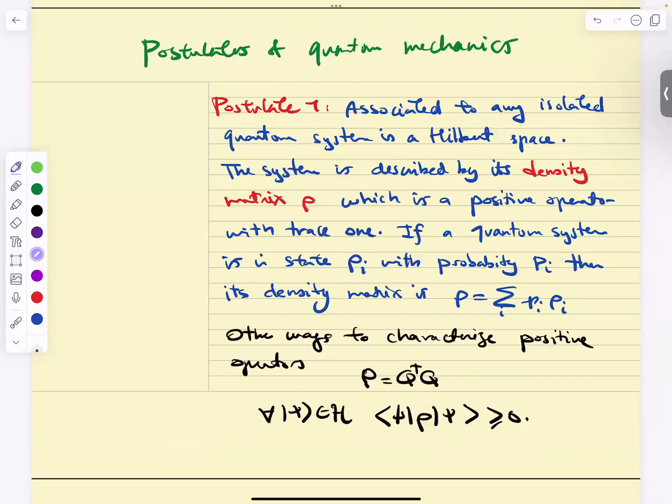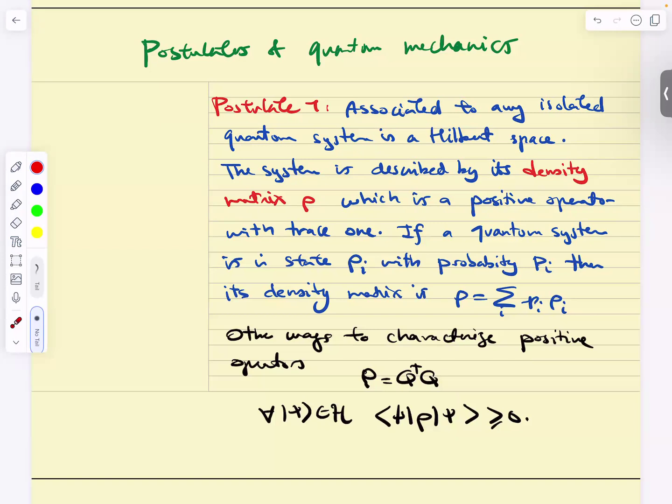All right. Postulates of quantum mechanics. So now I'm going to generalize my postulates of quantum mechanics to describe states more generally. Postulate 1, states and observables. Associated to any isolated quantum system is a Hilbert space. The system is described by its density matrix rho, which is a positive operator with trace 1. Any state is a density matrix. If the quantum system is in state rho_i with probability p_i, the corresponding density matrix is the sum over i of p_i rho_i. Good.